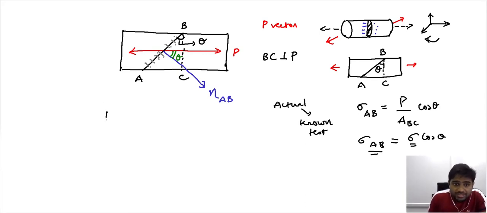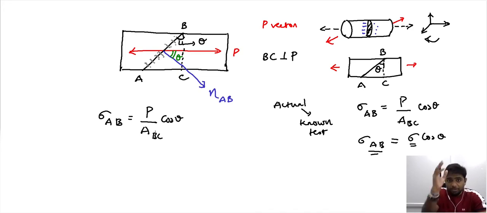So the stress experienced by AB along the normal direction is given by P by A cos theta. A is the cross-sectional area perpendicular to the loading direction. This we saw in our previous lecture. So this leads to sigma cos theta.